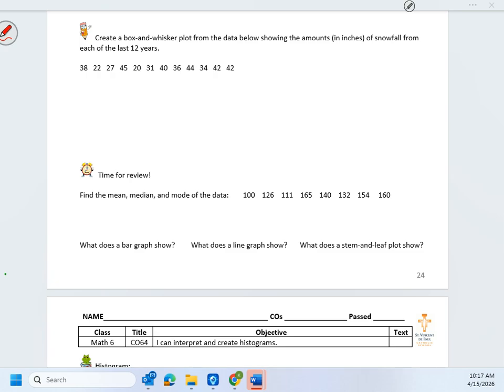So our first number would be 20. Notice I'm, again, crossing off as I use the number. Then we have 22, then 27, 31, 34, 36, 38, 40, 42, 42, 44, and 45.